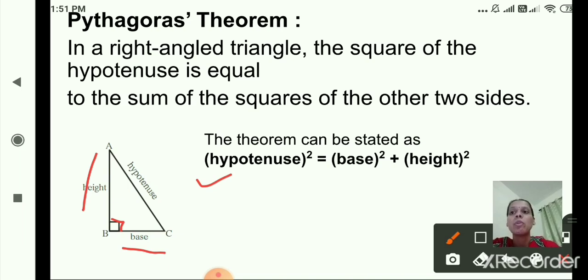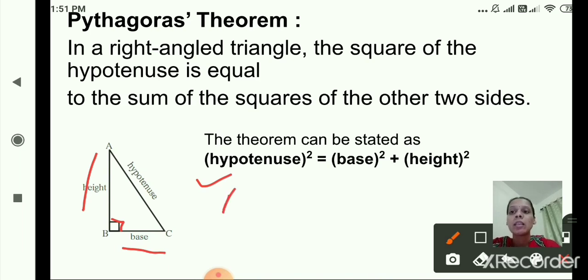In a right angle triangle, the square of the hypotenuse is equal to the sum of the squares of the other two sides. Hope you are clear with this. How are we writing this theorem? Hypotenuse square is equal to base square plus height square, which means hypotenuse square is equal to the sum of the squares of the other two sides, base and height of the triangle. Which is the hypotenuse in this figure ABC?